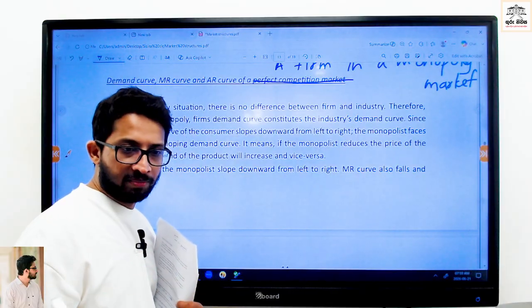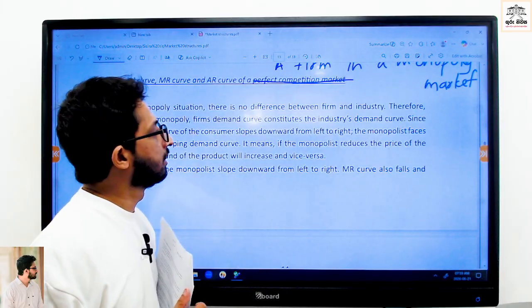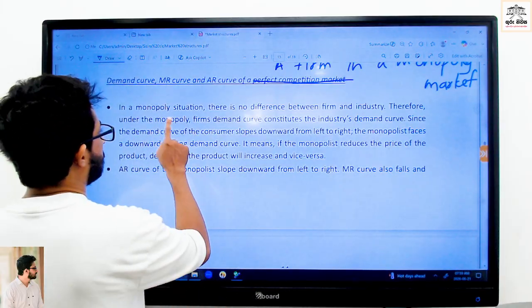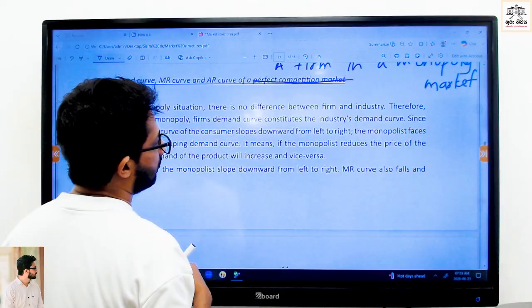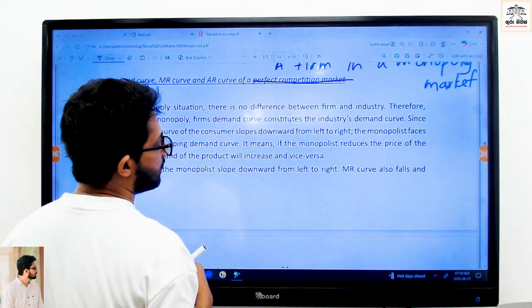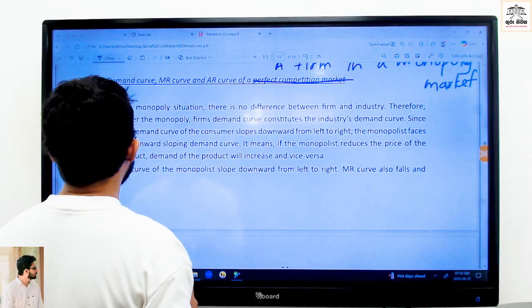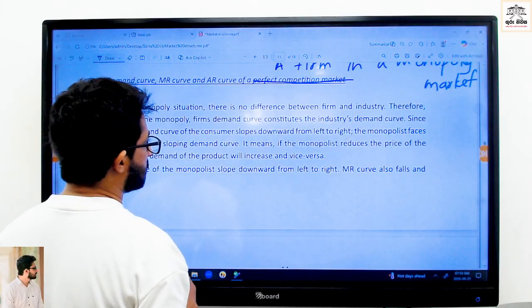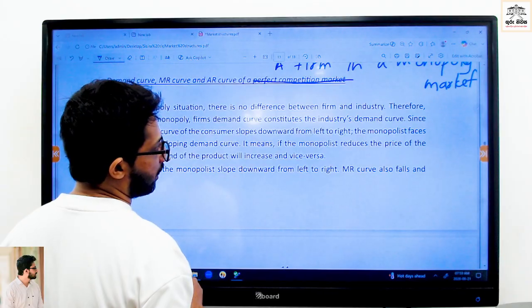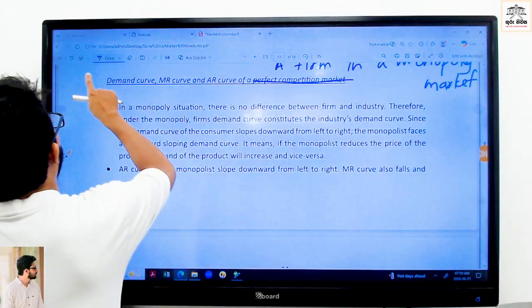So firm supply becomes market supply, no difference. Therefore, under the monopoly, the firm's demand curve is the industry's demand curve. Yes, that's correct. Since the demand curve of the consumer slopes downward from left to right, highlight the point, Lamai, monopolistic.